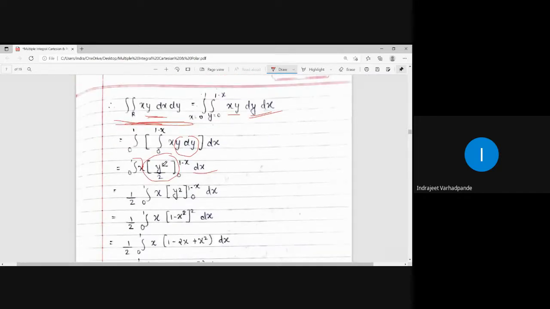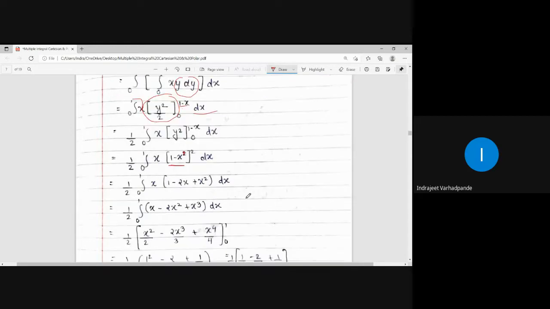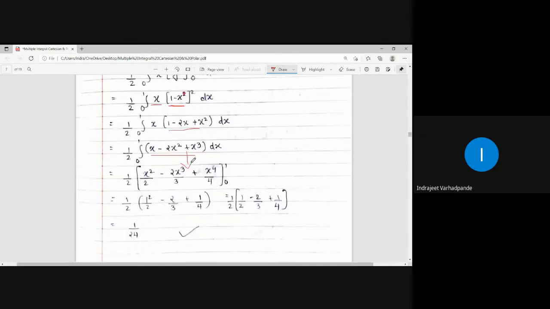The integration of y is y square by 2. Put upper limit as 1 minus x, lower limit as 0. So it becomes 1 minus x whole square. Expand it using a minus b whole square, a square minus 2ab plus b square. So this expansion is 1 minus 2x plus x square. Outside it is multiplied by x. So after opening the bracket, x minus 2x square plus x cube dx. Do the integration with respect to x. Put the upper limit as 1, lower limit as 0. After simplification, your answer shall be 1 upon 24.